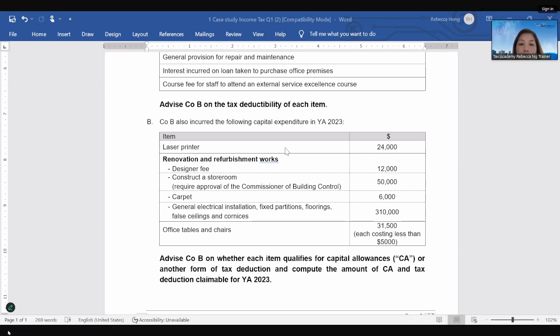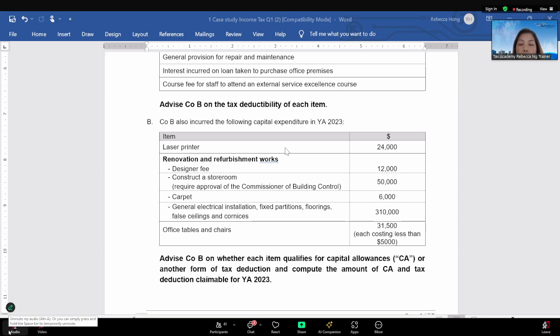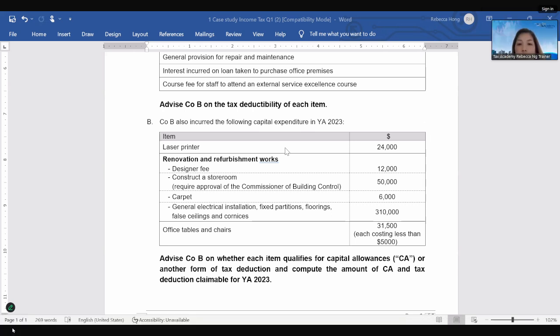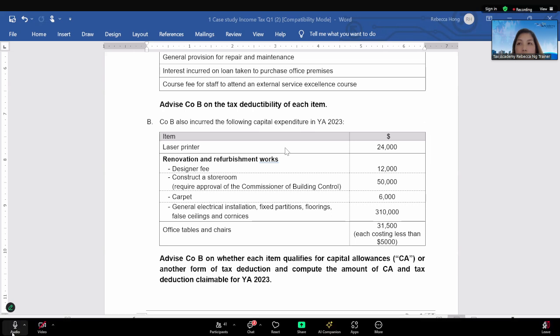How about constructing a storeroom which requires approval from the Commissioner of Building Control? No. And the carpet? Carpet is a capital allowance. How about general electrical installation, fixed partition, flooring, false ceiling, and cornices? Allowable under section 14N. So under section 14N, these are qualifying expenditure, not deduction.